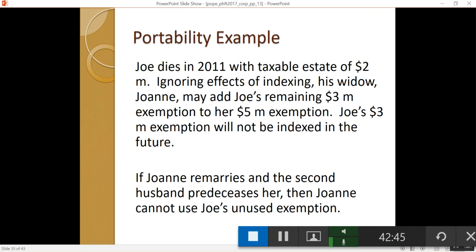Now, if she remarries after Joe dies and her second husband also predeceases her, then Joanne cannot use Joe's unused exemption. So you only get one portability. If you marry 5 times, you don't get all of your decedent spouse's unused exemption amounts. You only get one.